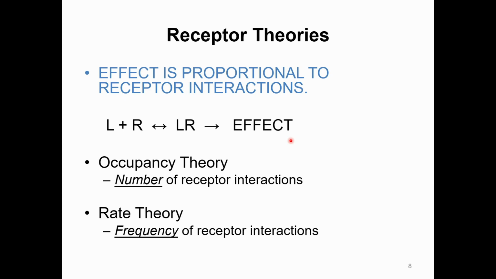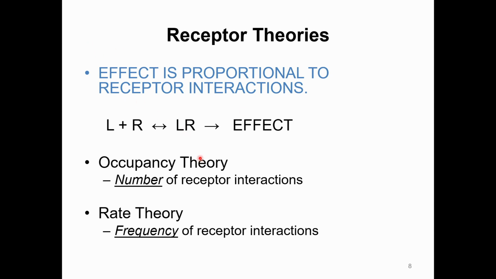And there are basically 2 different sets of receptor theories that have come about that describe this, and they're called the occupancy theory and the rate theory. So the occupancy theory basically has to do with the number of receptor interactions with ligand, and the rate theory has to do with the frequency of these receptor interactions, how long they last.